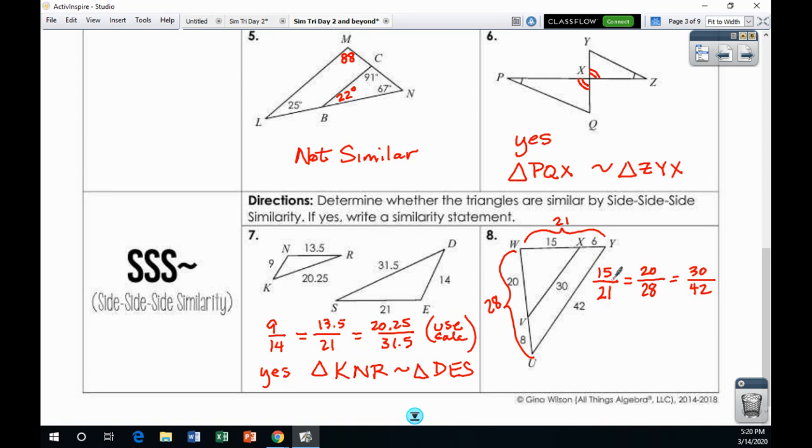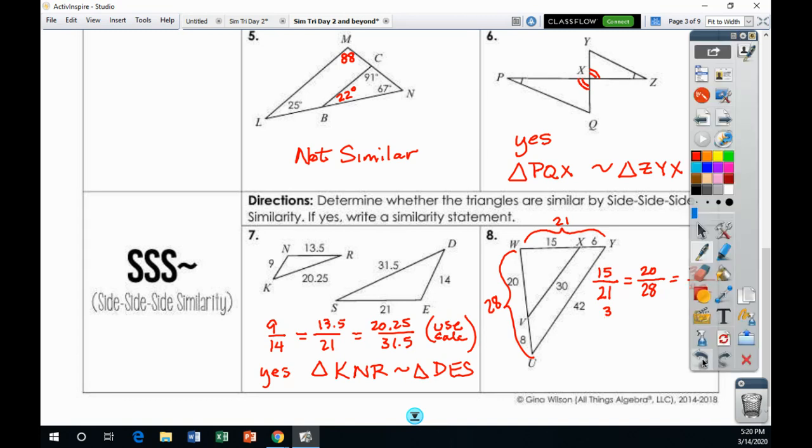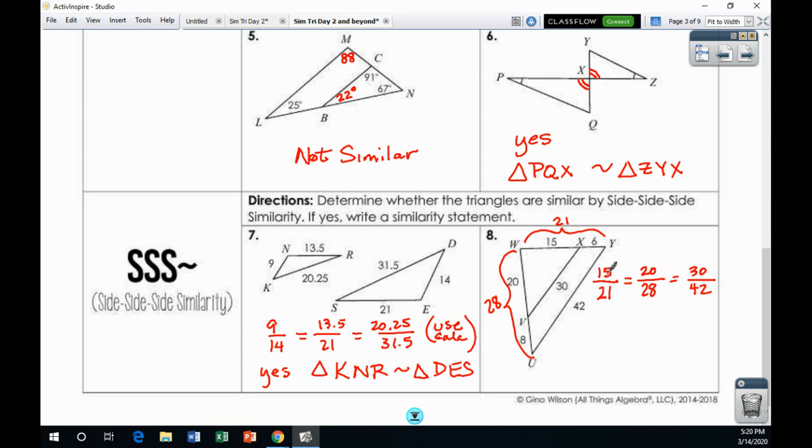15 over 21, 3 goes into both of those. That's going to reduce to, I'm sorry, not 3, 5 divided by 3, 5 over 7. That's going to be 5 over 7. 20 over 28. So 4 goes into both of those. 20 divided by 4 is 5. 28 divided by 4 is 7. And check it out. 6 goes into both of these. So 30 divided by 6 is 5. 42 divided by 6 is 7. Bingo, lingo. They're all 3 equal to 5 sevenths.